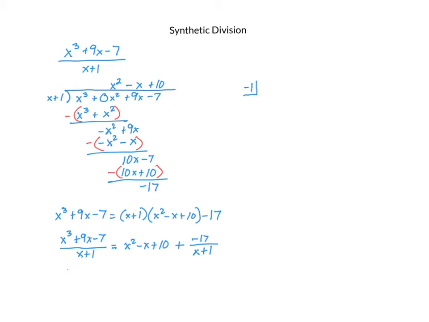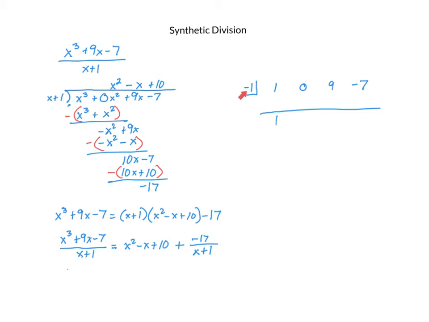Now next to it, I'm going to write all the coefficients of the dividend. So those numbers would be 1, 0, 9, and -7. So 1, 0, 9, and -7. And now I'm going to leave a little space, and then I draw a line. And now I'm going to start the process of synthetic division. And here we go. We bring down the first number down below the line, and the 1 will come here.